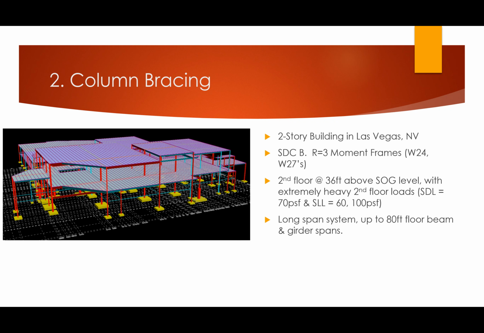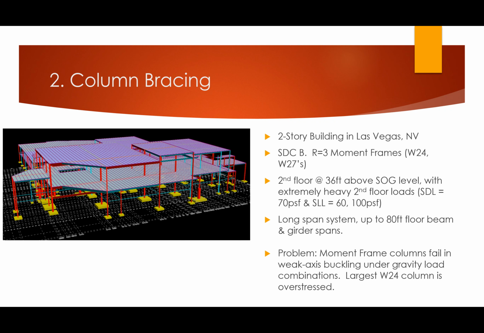Now, this is not a big problem for our gravity columns, right? A W14 by 311 can handle this type of condition pretty reasonably. But it's a different story for our W24 moment frames. So the problem we ran into is our moment frame columns are all failing just under gravity load combinations. So you run 1.2 dead, 1.6 live, and the columns fail.